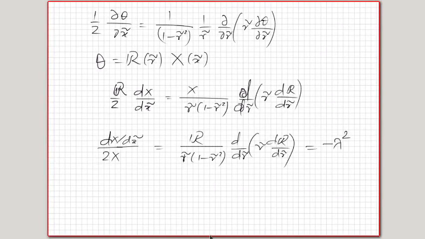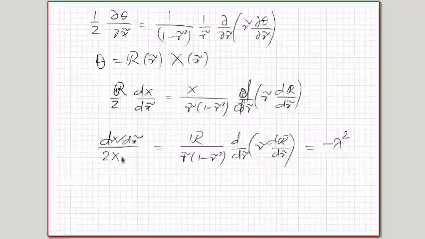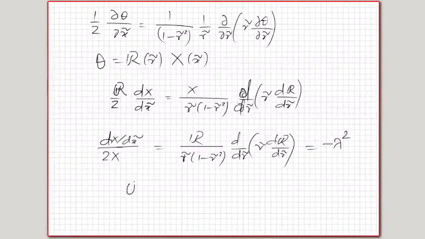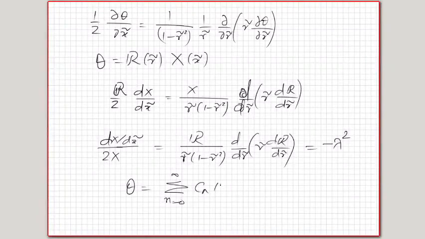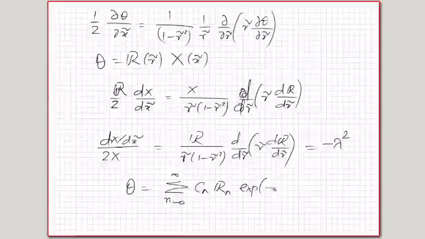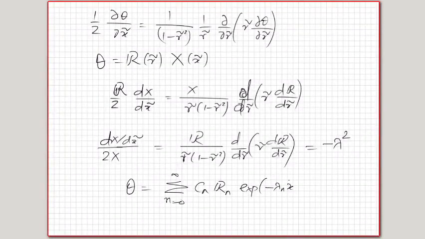So now, by separation of variables, I can solve the right hand side, this equation. This gives a Sturm-Liouville problem, and this is a simple exponential problem. So I'll be able to write theta is equal to summation over n is equal to 0 to infinity of Cn multiplied by Rn, exponent of minus lambda n square into x tilde. Okay, so that is the typical solution that you will get, where Rn is a function only of r.